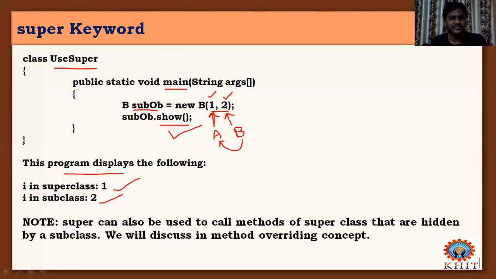Got it? And one note point here: the super keyword can also be used to call methods of the superclass that are hidden by the subclass. We will discuss this in the method overriding concept, that is the concept in the next one. In that video, we will discuss how to access member methods of a superclass using the super keyword.